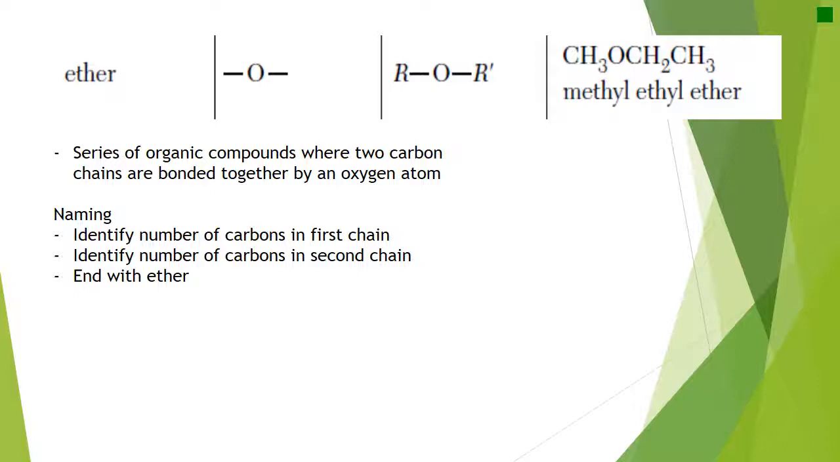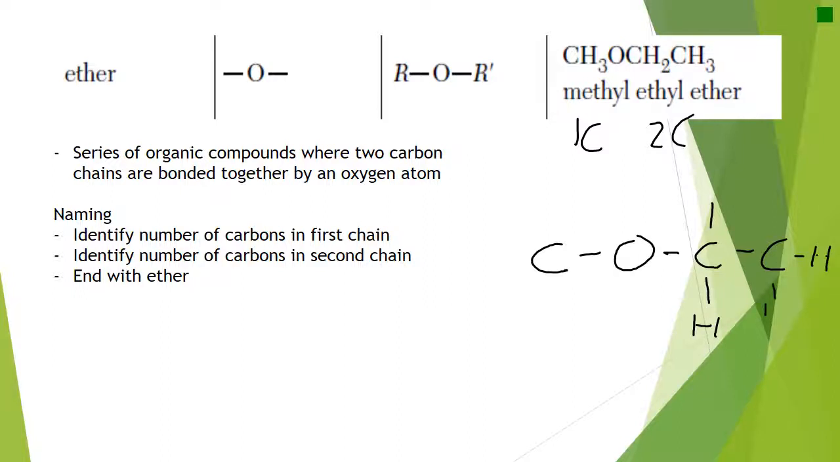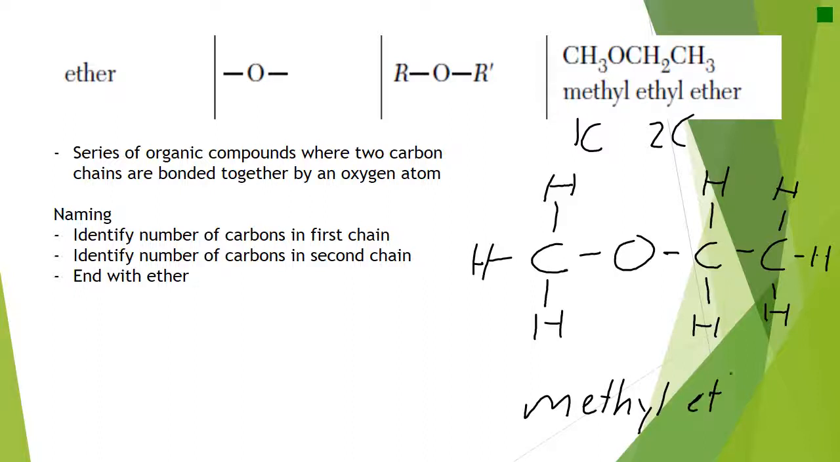So for methyl ethyl ether, you have one carbon before the bonded oxygen and two carbons after the bonded oxygen. And to draw that, you would have your carbon, then your oxygen, then your two other carbons past it, and then you draw all your hydrogens. And that will give you the structural drawing of methyl ethyl ether.